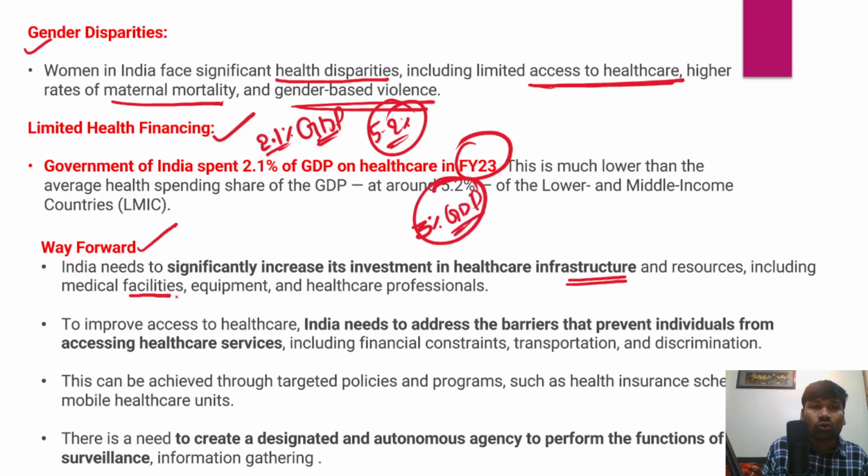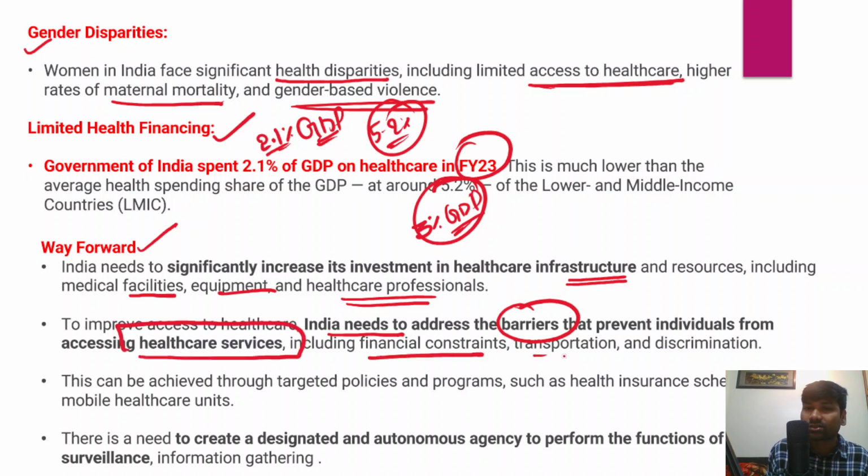And India should focus on substantially strengthening medical facilities, equipment, and also the healthcare professionals as well. And India should also improve access to healthcare. For that, India needs to address barriers that actually prevent individuals from accessing the healthcare services, including financial constraints, transportation, and discrimination. And this goal can be achieved through targeted policies, right interventions, programs of the government, and providing insurance access to everyone, particularly poor, and setting up the mobile healthcare units in rural areas, which are unserved, underserved, or unconnected areas.